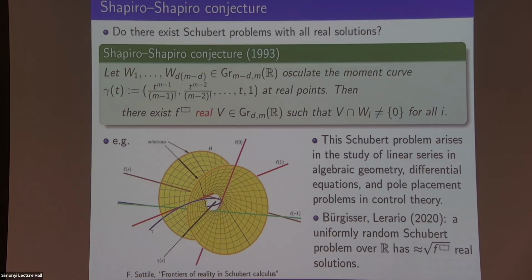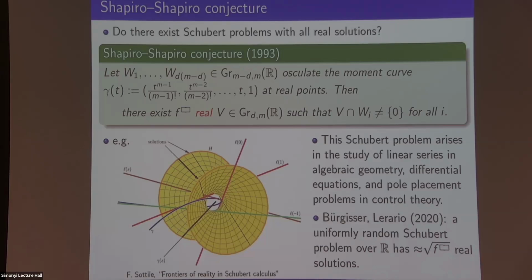And the other point I want to make is that it's actually a very rare property to have all real solutions. Inspired by Sottile's work on this, Bürgisser and Lerario initiated the study of probabilistic Schubert calculus. So this Grassmannian is a compact manifold, so it has a Haar measure, and we can let these W_i be uniformly random elements of this Grassmannian. And then we could ask, if they're uniformly random, what is the expected number of real solutions? They show that the expected number of real solutions is approximately the square root of the number of complex solutions. So for large problems, basically 0% of the solutions are real.